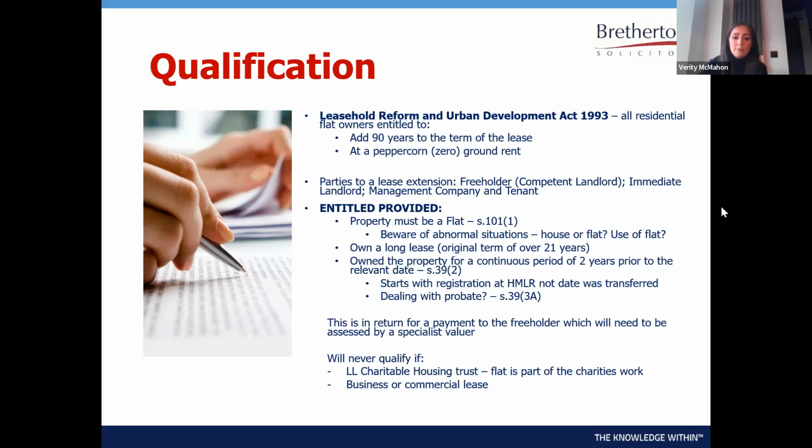All of this is in return for a payment to the freeholder called a premium, which will need to be assessed by a specialist valuer like Pete, who will go through that in a minute.